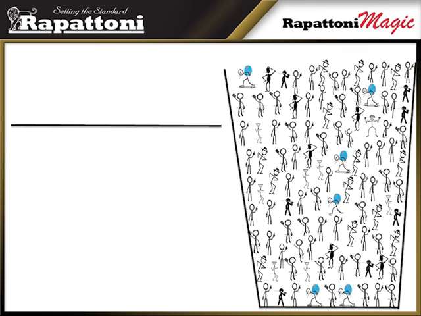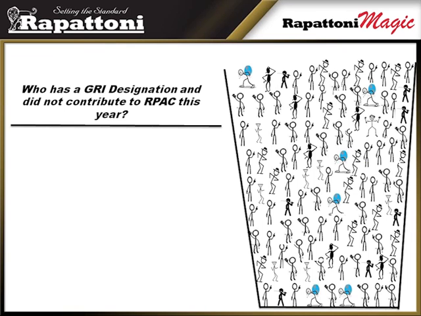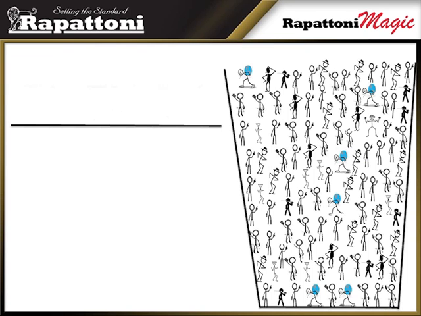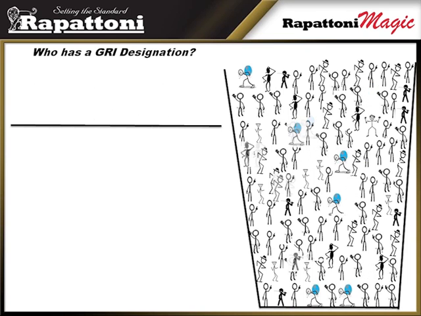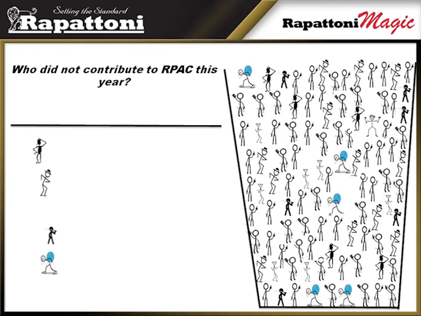So let's take, for instance, the GAD's question: who has a GRI designation and did not contribute to RPAC this year. So let's think, how would we work this? How would we start this process? Well, the first thing you probably want to do is use a designation merge and pull a designation, finding who has a GRI designation. Then you would do a separate merge from a separate module, and we would use a non-contributor merge to find out who did not contribute to RPAC this year.